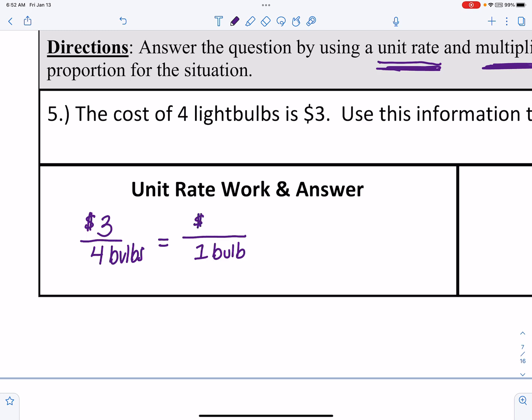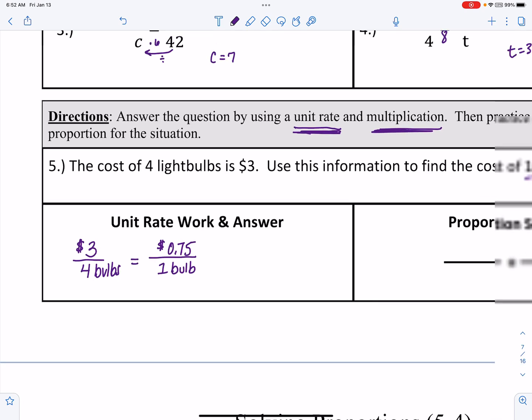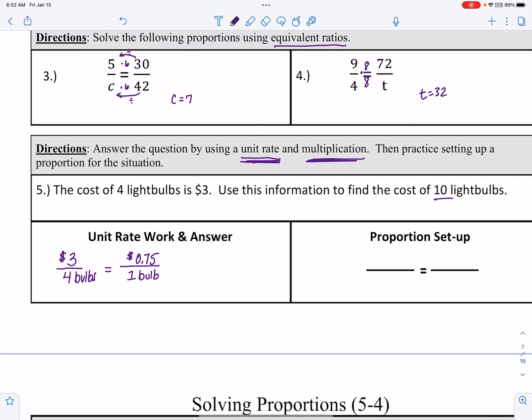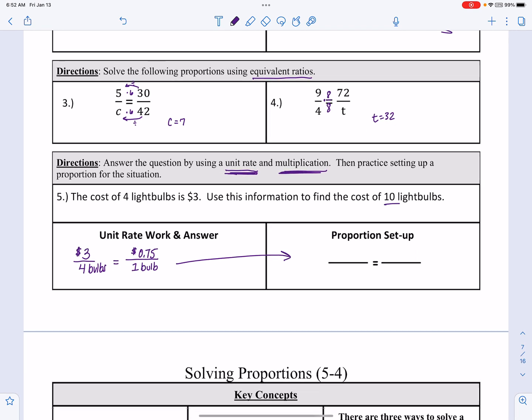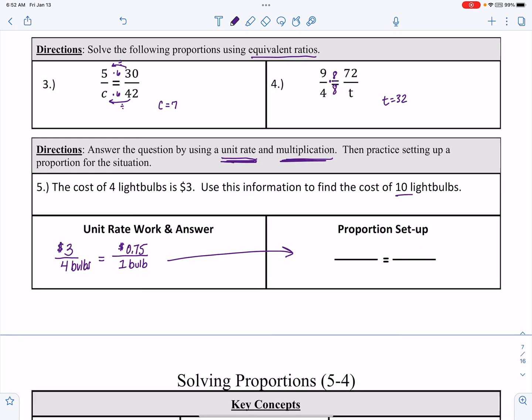But that's dollars, so 0.75. So we have 75 cents for one bulb. So if you know how much it is for one bulb, then it's easy to just figure out how much for 10 bulbs, okay? So that's where we would just go over here real quick. I mean, I don't think you would set up a whole other thing over here. You would probably just take the 75 cents and multiply it by 10 realistically, okay, without using that symbol, and get your answer of how much.